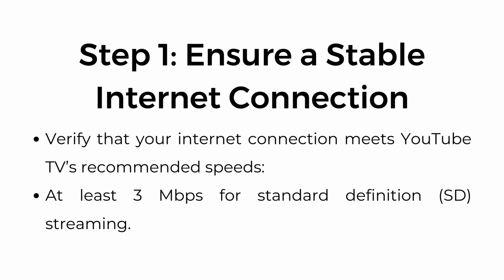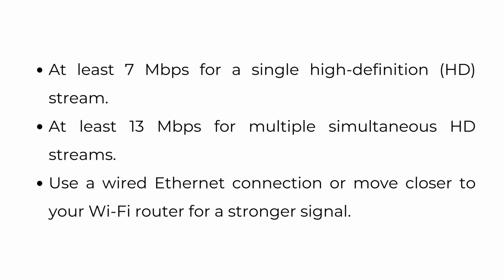At least 3 megabytes per second for standard definition streaming, at least 7 megabytes per second for a single high definition stream, and at least 13 megabytes per second for multiple simultaneous HD streams. Use a wired Ethernet connection or move closer to your Wi-Fi router for a stronger signal.